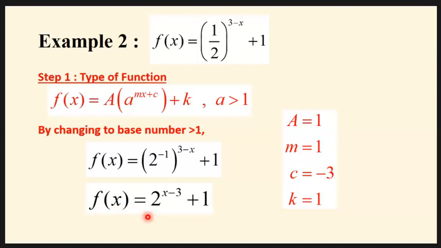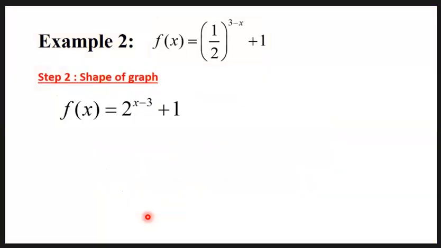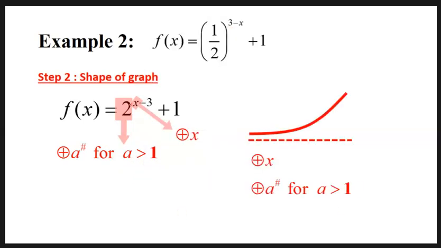Next, once we have changed to this form, the next thing we want to do is determine the shape of the graph. By referring to f(x) equals 2 to the power of x minus 3, plus 1, we find out that the coefficient of the x is positive. And we notice that the coefficient of the exponent is positive also. So with positive on x, positive on the function, for the case the base number is greater than 1, again I want to emphasize, for the base number greater than 1, we don't refer to the original one, but we refer to this one after we change base. We notice that the shape of the graph will look something like this.